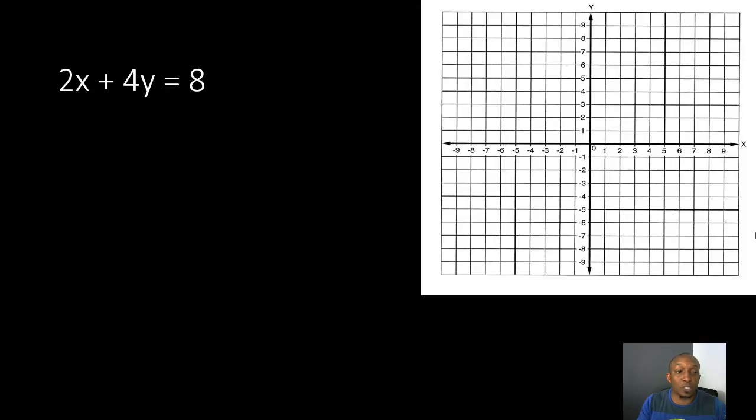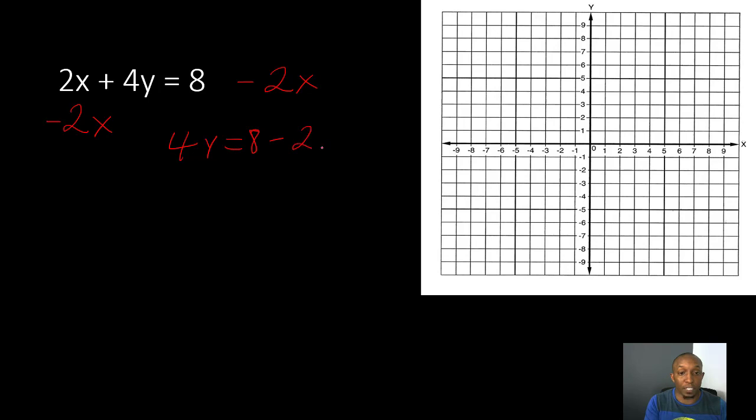Welcome back, ladies and gentlemen. Let's go ahead and get started. So if we're putting this in y equals mx plus b form, or slope-intercept form, then let's start by removing this 2x and subtracting it on both sides. So we'll rewrite our equation.